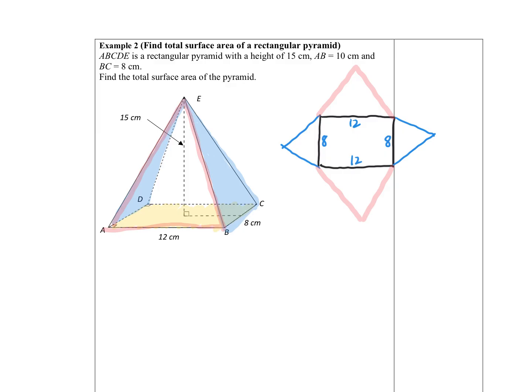Okay, so first step. I want to be able to find this. So I'm going to focus on this triangle, because this triangle will help me to find the red line. The red line gives me this height. So I'm going to draw the triangle. This red line is what I want to find.